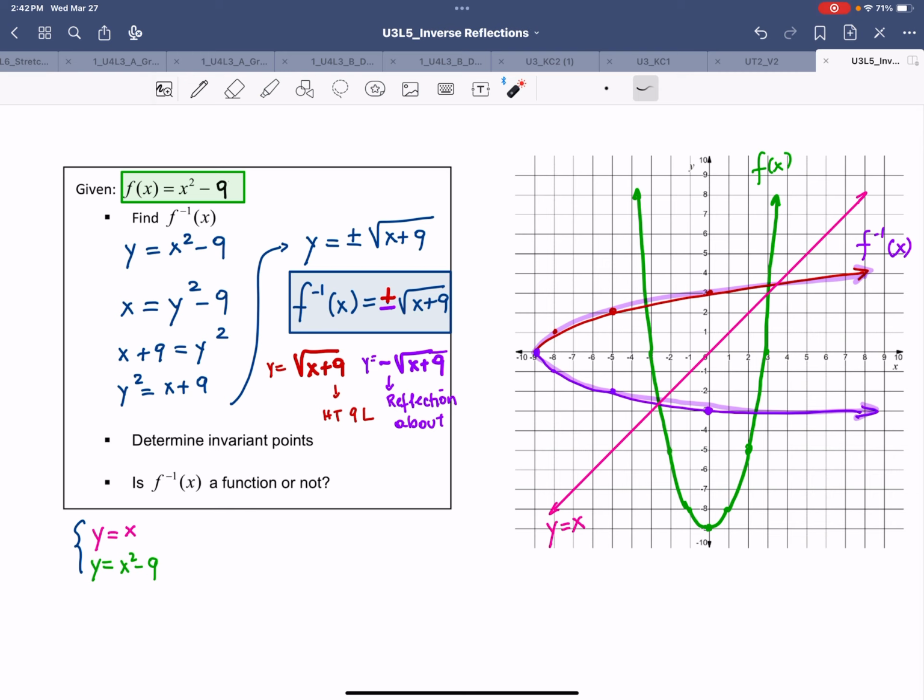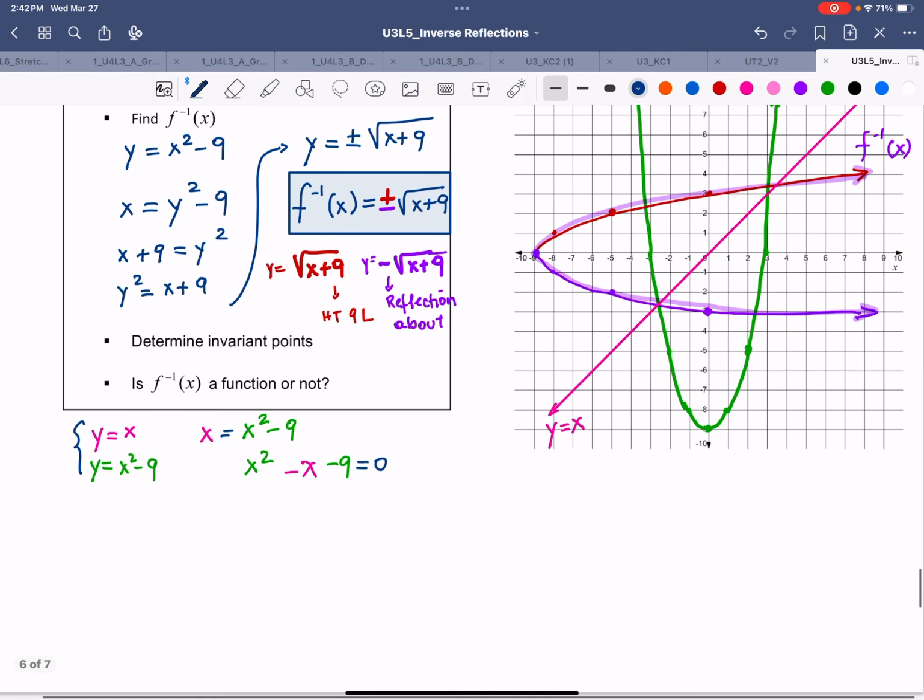And as you can see, since we have just y on the left side, we can make the right sides equal to determine the coordinates of the invariant points, so the x values at the invariant points. So here we have x equals x squared minus 9. And continue solving this quadratic equation. So bring x to the other side, so that will become negative x, and then minus 9. And that would be equal to 0.